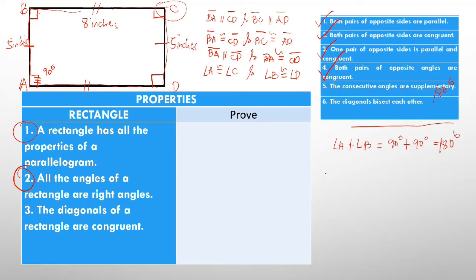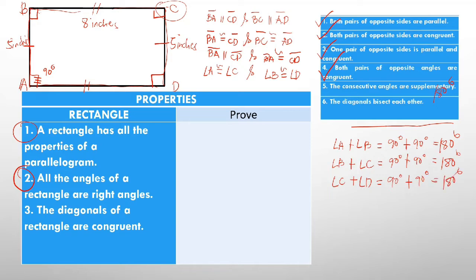Next is angle B plus angle C. So, yung angle B natin is 90. Angle C is 90 degrees. So, it is equal to 180 degrees. Next, consecutive angles that we have, angle C plus angle D. Angle C is 90 degrees, plus natin kay angle D, which is also 90 degrees, it is equal to 180 degrees.